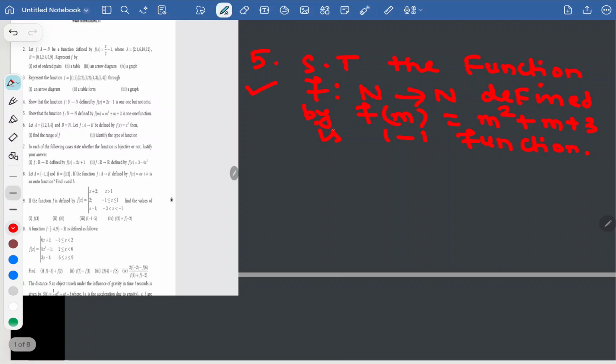The fifth problem is given as: show that the function f maps N to N, domain N, codomain N, defined by f of m equal to m square plus m plus 3 is a one-one function. I am going to prove the one-one function in 2 methods. Solution. Method 1.